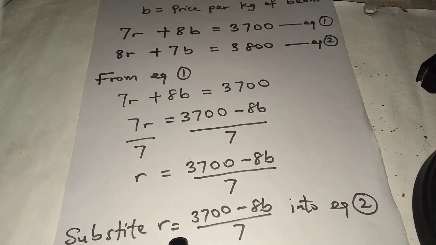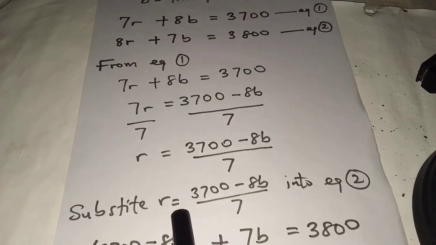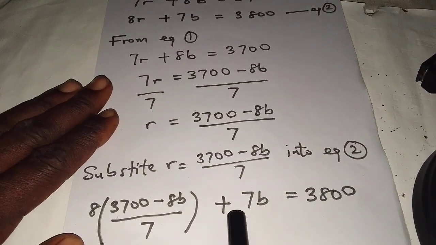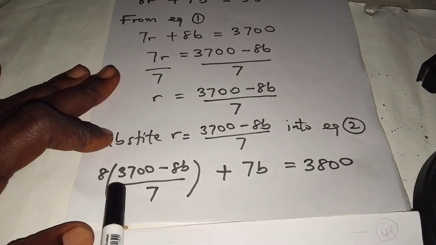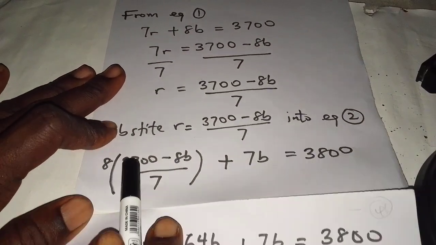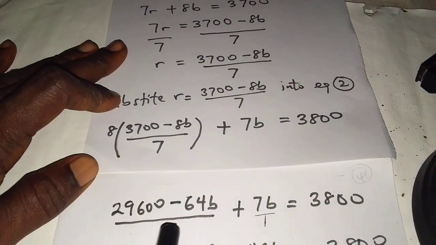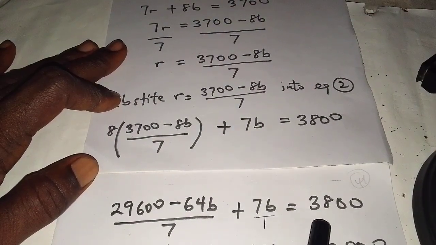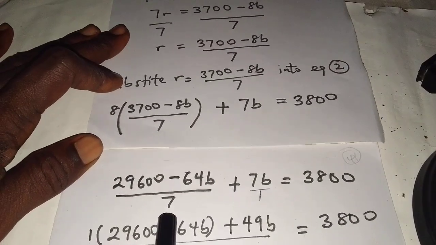So our equation 2 is what? 8R plus 7B. In place of R, I'm going to put 3,700 minus 8B divided by 7, plus 7B, equals 3,800. So if I open the bracket here, 8 times 3,700 will give me 29,600, minus 8 times 8B, which is 64B, over 7, plus 7B equals 3,800.